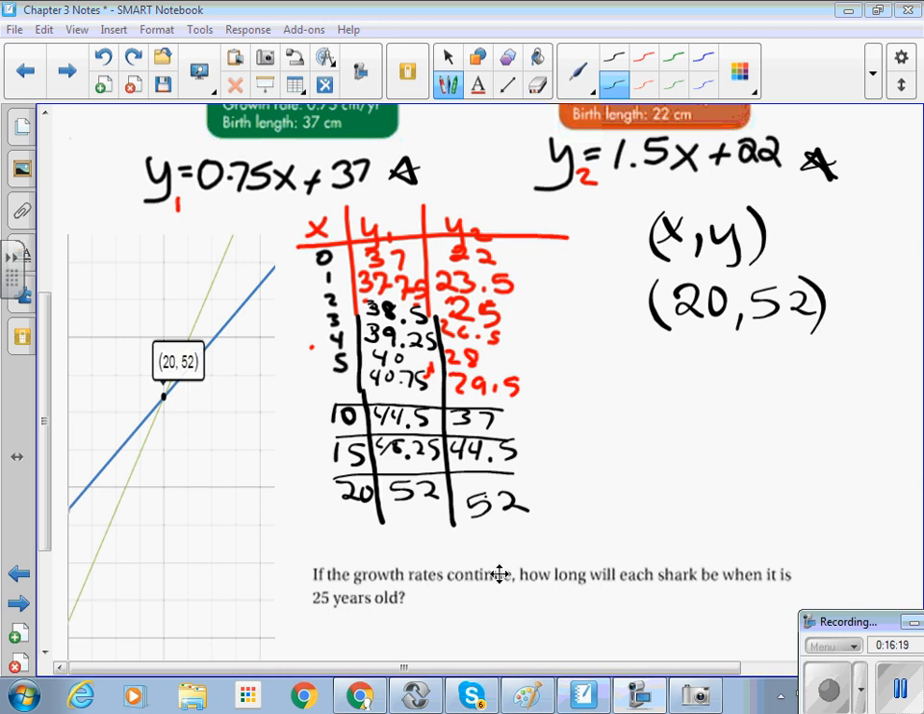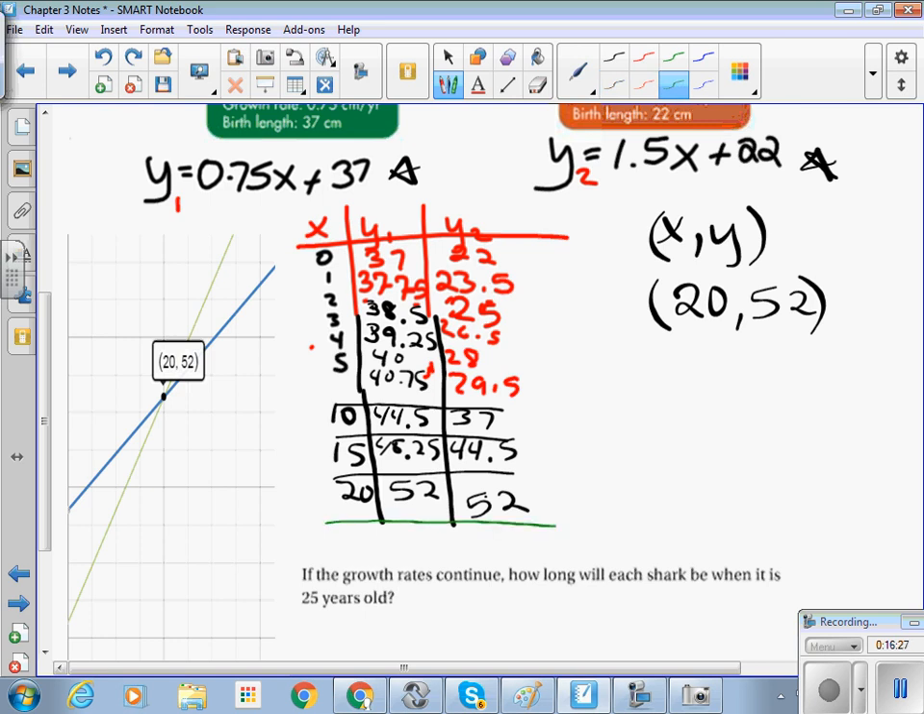So if we extend this out, if the growth rate continues, how long will it be when each shark is 25 years old? So we just go to our table, continue it out, and I go 0.75 times 25 plus 37, 55.75, and 1.5 times 25 plus 22, 59.5.